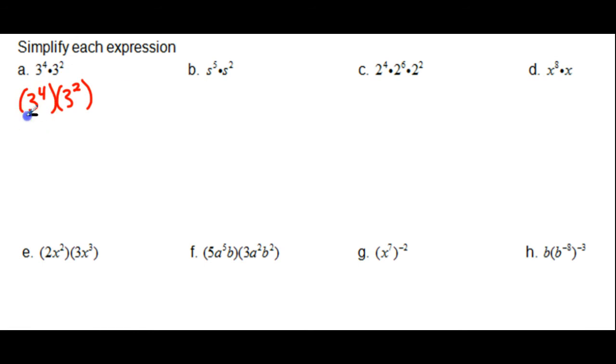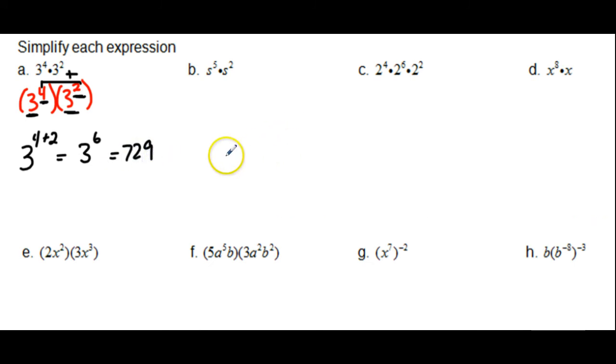Same bases, 3 and 3, so that means we can multiply these two, right? If we multiply these two and the exponents are inside, all we have to do is add them. So we have 3 to the 4 plus 2, and that gives us 3 raised to the 6. And 3 raised to the 6 is 729. It's a big number.